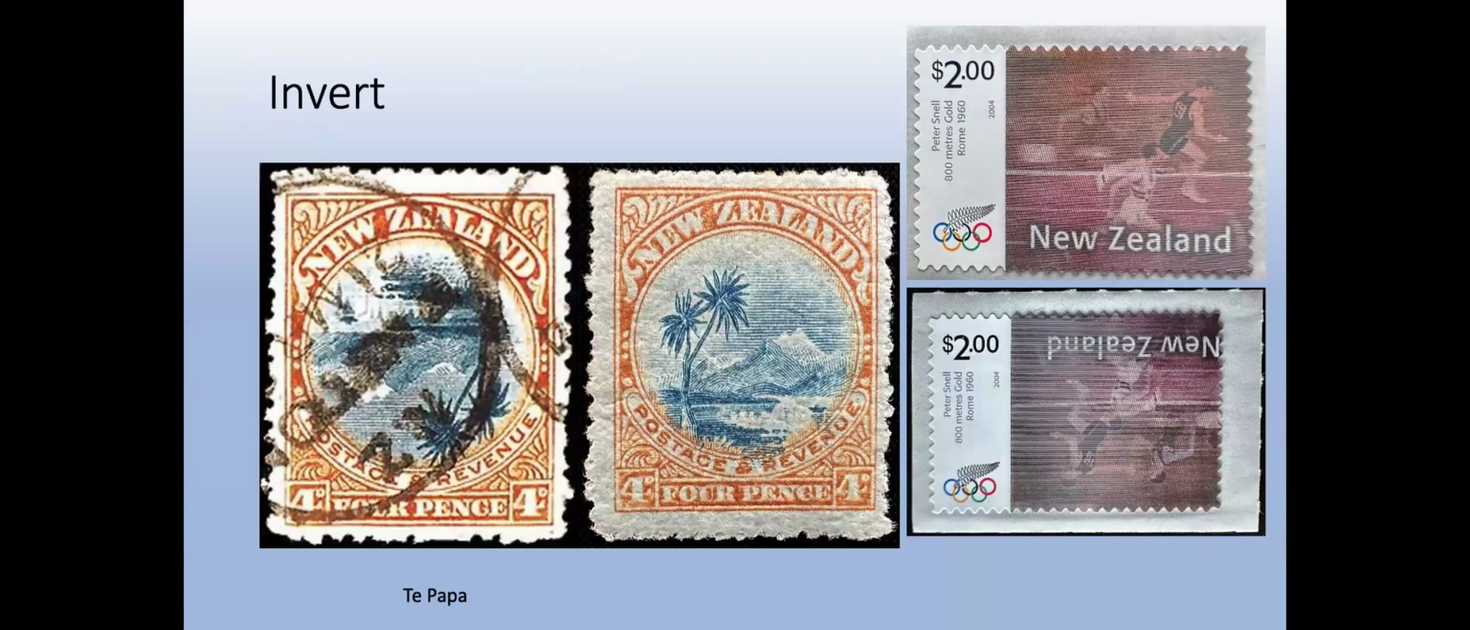Invert. So this stamp here, if you look carefully, the mountain is inverted in relation to the rest of the stamp. And the stamp, as it should look, is shown to the right of it. This stamp was produced in 1904, and as it went through the press, I guess the sheet of stamps was reversed in order, creating the invert of the mountain.